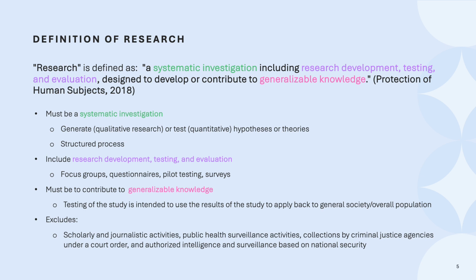An example of research defined by the Common Rule would be an anonymous survey sent out to college students on a local campus about their mental health experiences, symptoms, and coping strategies to understand the impact college has on students. The process is structured and generates theories and connections, utilizes a structured survey, and its use is intended to generate new knowledge that can be applied to college campuses and student populations overall. By having these components, this will qualify as research according to the Common Rule.